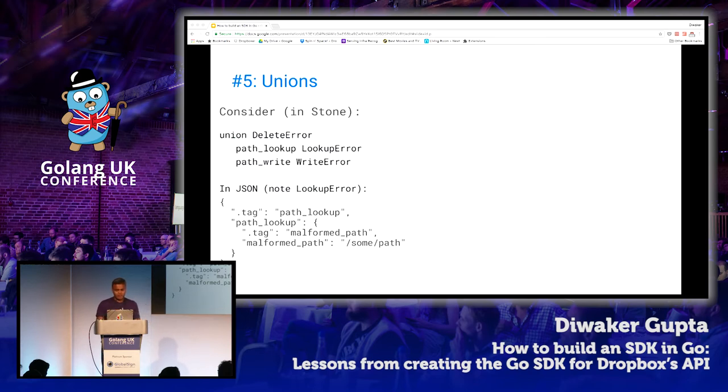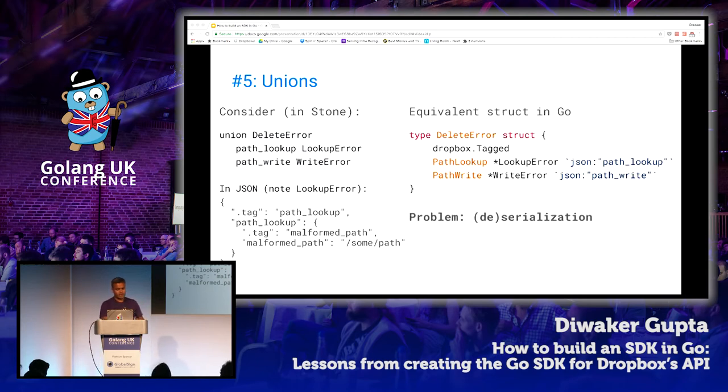So how might one represent this in Go? A very natural representation is to just represent this as a Go struct, and you have one field for each of the possible values in the union. The challenge is when we try to serialize this, when we try to deserialize the JSON, you start to run into issues because either there are empty values or they're not deserializing into the right structure, and things like that. So how do we handle serialization and deserialization to honor union semantics?